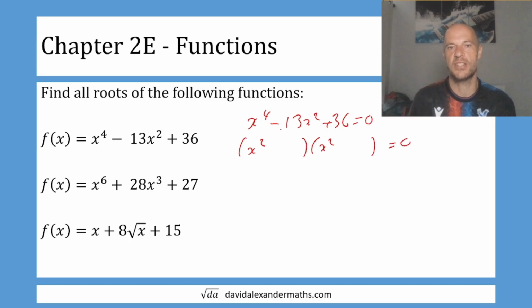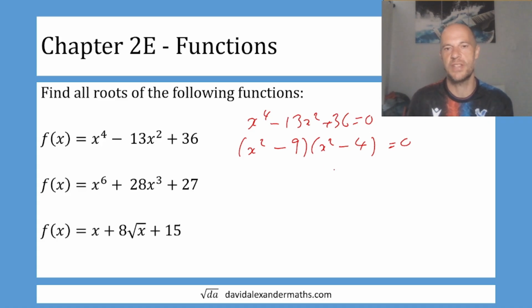x squared times x squared gives me the x to the power of 4. I'm looking for factors of 36 that will give me 13. So 36 and 1, that's no good. 18 and 2, that's no good. 3 and 12, no, that's no good. So how about 9 and 4? Okay, that works. 9 and 4. And because it's plus 36, the signs must be the same. The only way to get minus 13 is to do minus 9x squared on the inside and minus 4x squared on the outside.